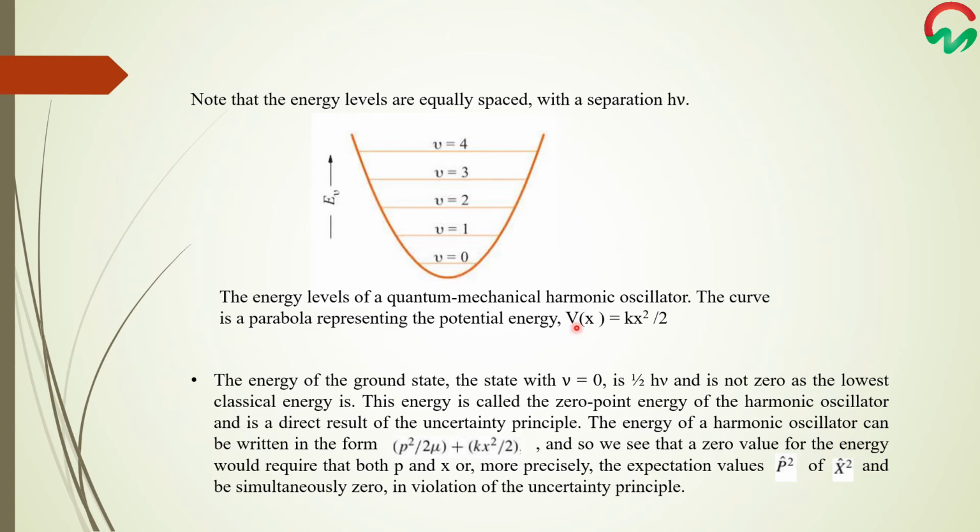The energy of the harmonic oscillator can be written in the form p squared by 2 mu plus k x squared by 2. So we can see that a zero value for the energy would require both p and x, more precisely the expectation values of p squared and x squared, to be simultaneously zero, which is actually a violation of the uncertainty principle.